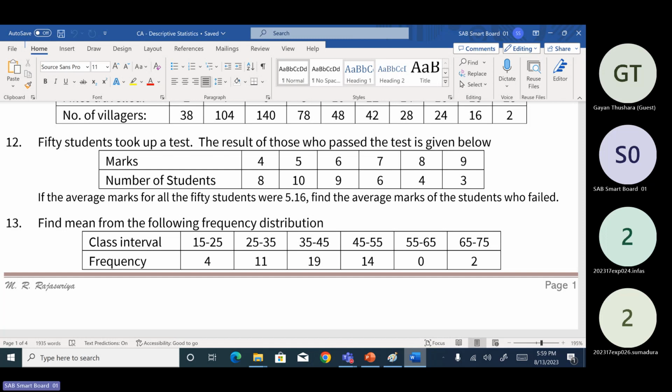Just think how we can get it. All together there were 50 students. Result of the students who passed is given. Average mark of all the 50 students is given. They are asking us the average of the students who failed.